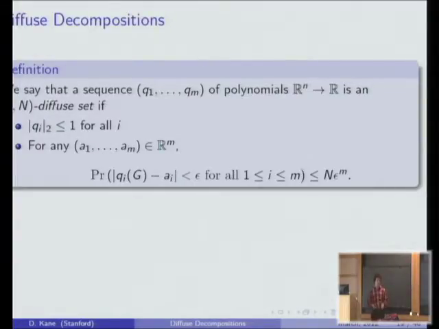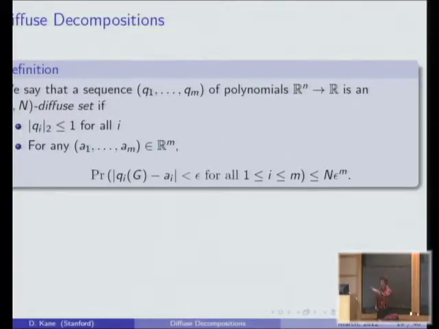Secondly, we want it to be the case that for any vector a1 through am of elements of R, if we evaluate all of these polynomials simultaneously at the same random Gaussian, the probability that qi is within epsilon of ai for all i is at most n times epsilon to the m. It's the anti-concentration of an epsilon cube.